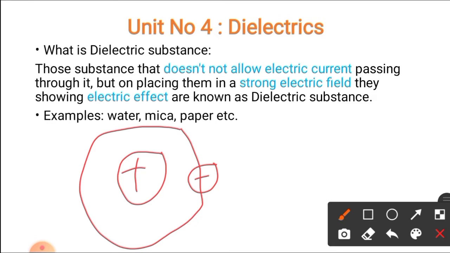In the case of metal, the surrounding electrons are loosely attached with the nucleus. Therefore, these electrons are available for conduction. But in the case of dielectric material, the surrounding electrons are tightly attached with the nucleus. Therefore, no electrons are available for conduction, so the dielectric material does not allow electric current to pass through it.